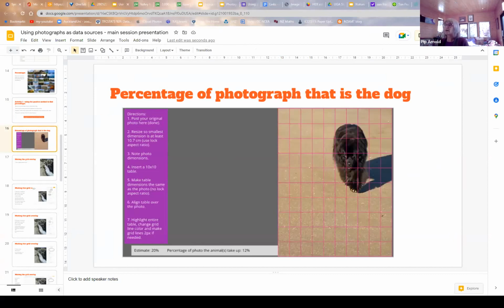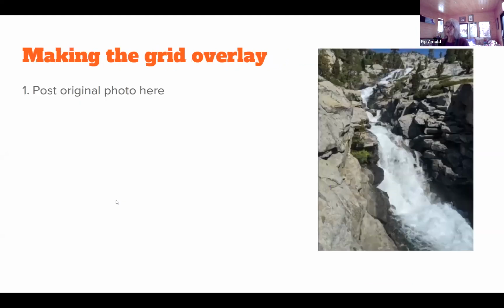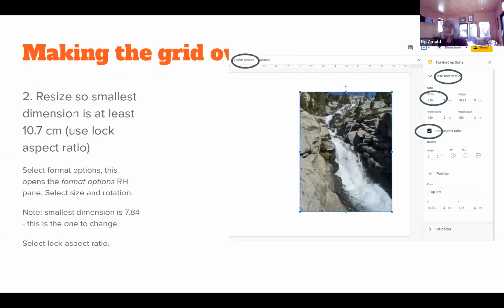So this is what your slide will look like, except for the dog. That's my dog. But what we've got is a quick little note here on the side of how you do it. I'm going to go through that now, and you'll get all of this information in the slide you're going to get. So we get our photo, we put it on our slide, and we resize it.